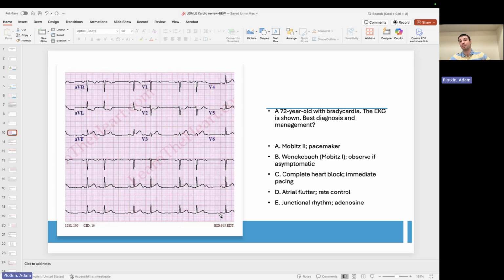If we get a blockade below the level of the AV node, so those would be things like second degree type 2 and complete heart block, that's when we want to put a pacemaker in the patient, okay? So it'll be option B, all right?